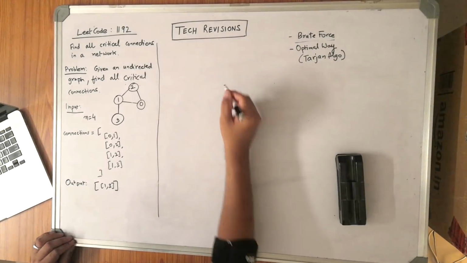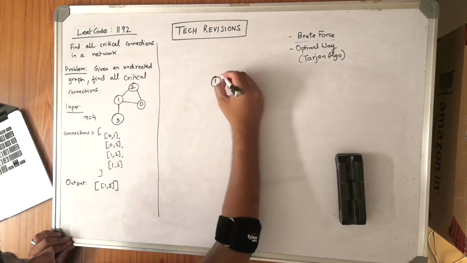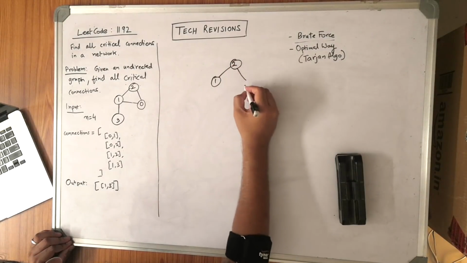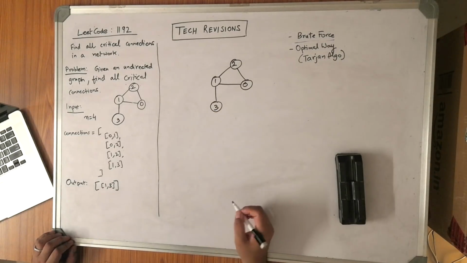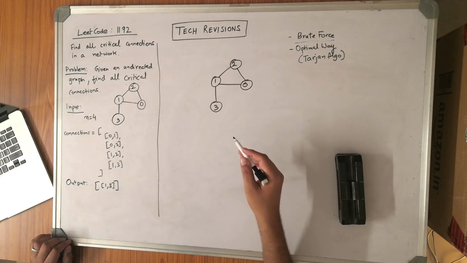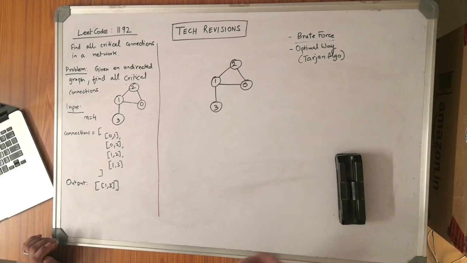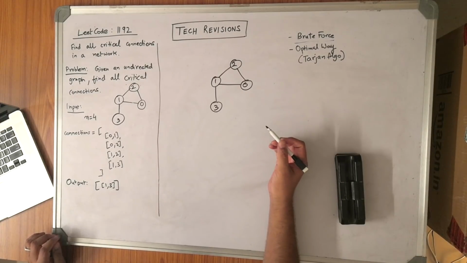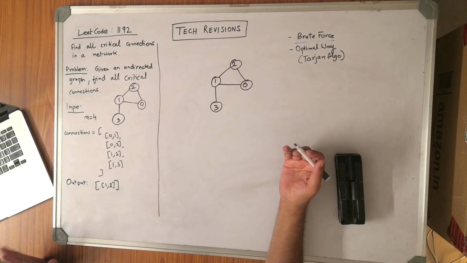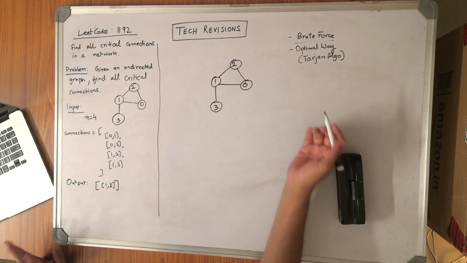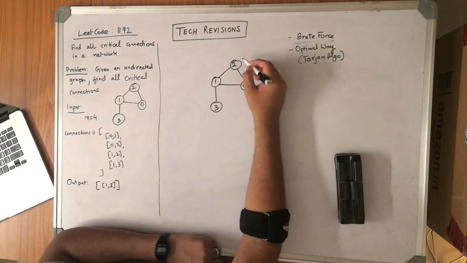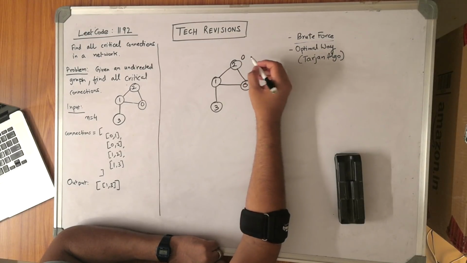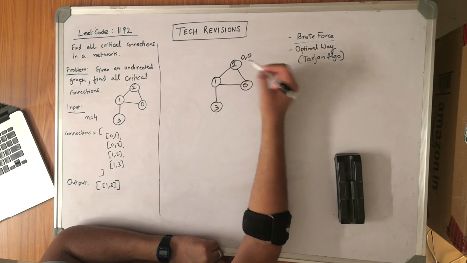So what you have been given is this graph: 1, 2, 0, and 3. Right now, you can start the discovery from any node possible. To make it slightly more interesting, let me start the traversal from this node. This becomes the ID 0, and the lowest node reachable is 0.